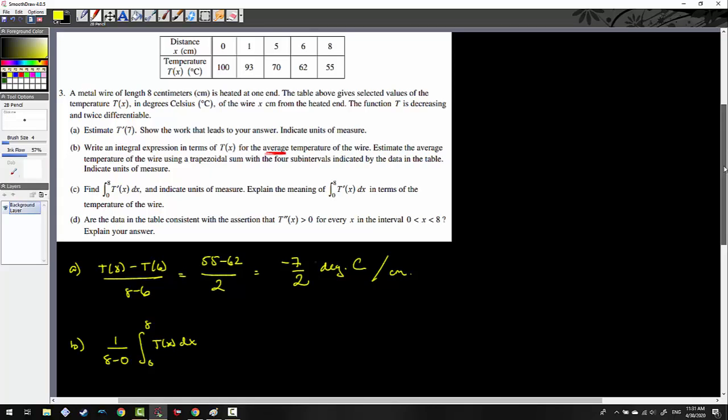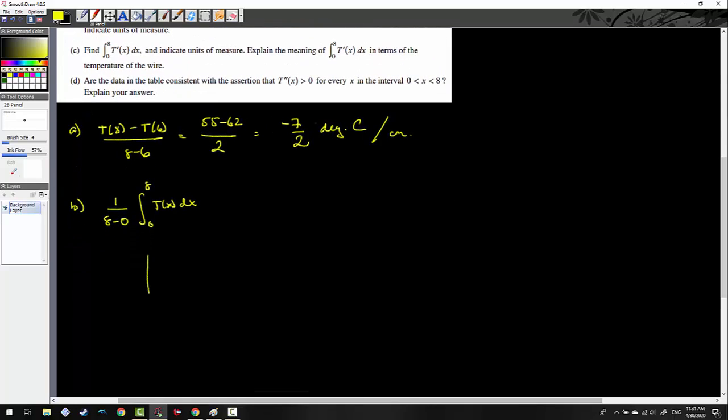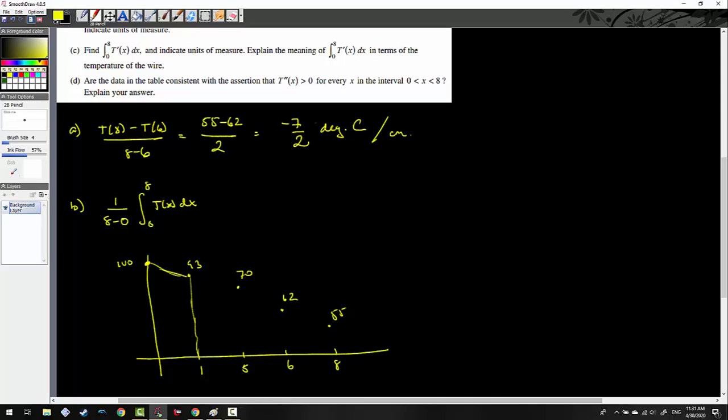And in order to find out what those values are, I'm going to go ahead and graph this table here. So at 0, I've got 100. At 1, I've got 93. At 5, I've got 70. At 6, I've got 62. And at 8, I've got 55. And I'm going to just draw trapezoids down because I'm going to be using a trapezoidal sum. That's my third trapezoid, and this should be my fourth trapezoid. Notice how they conveniently told me to do 4 subintervals.